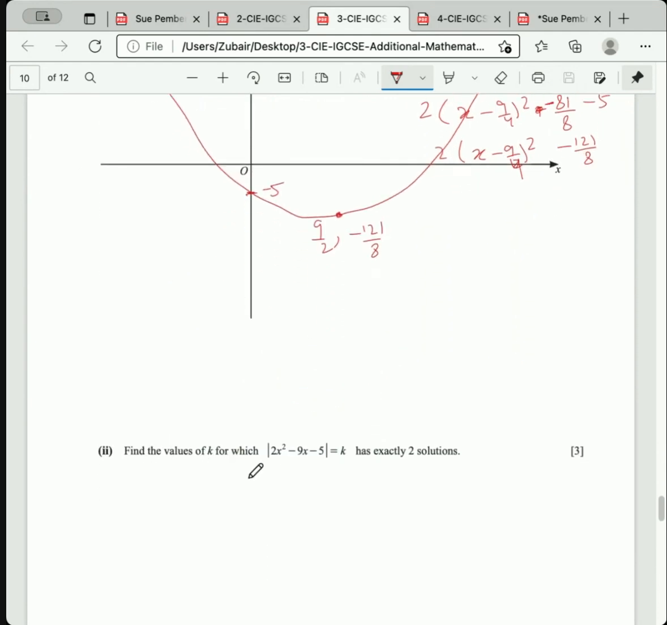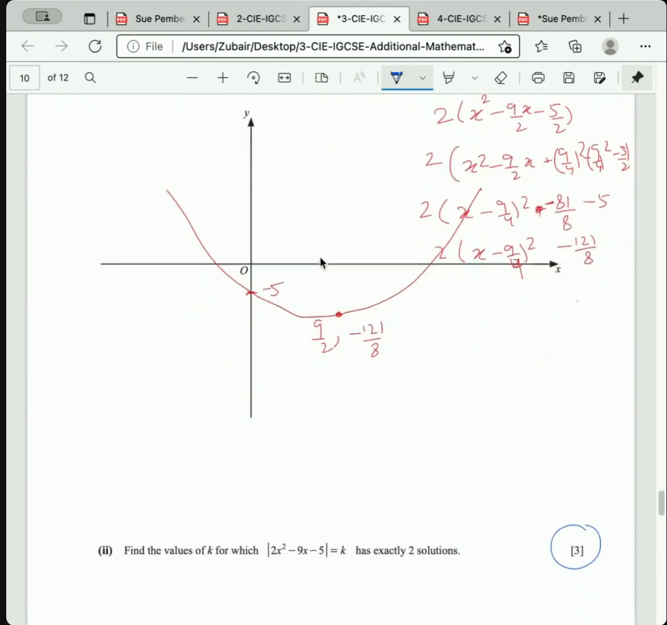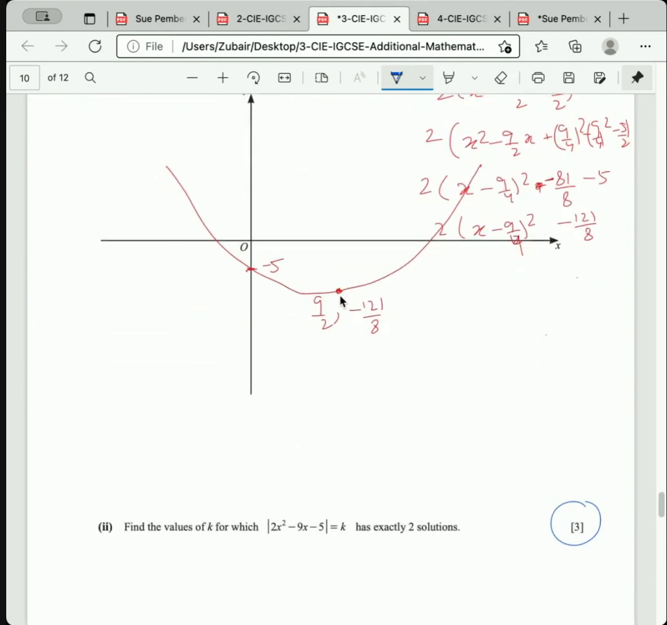Find the values of k for which this has exactly two solutions. See, the equation is already done. If I say x squared minus 9x minus 5 is already drawn, and if I say that equal to k, if I say k is equal to negative 121 by 8, that would be a tangent at this point, at the lowest point.